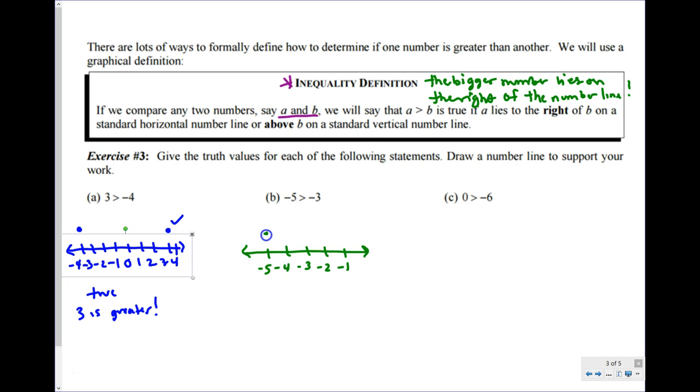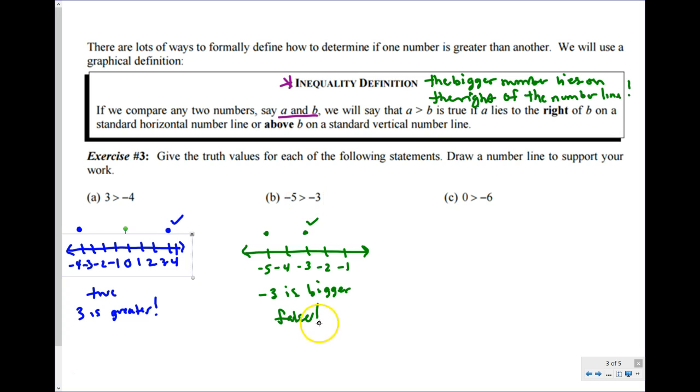So here's negative 5, and here is negative 3. Which one's the bigger number? Negative 3 is bigger, so that means that this has to be false. 5 is not greater than negative 3.